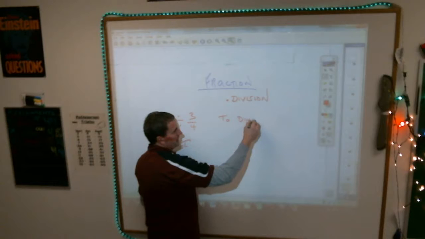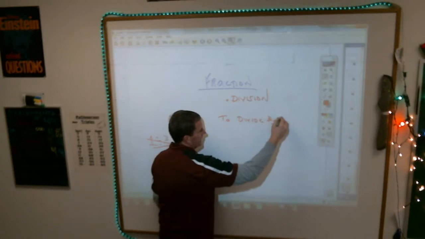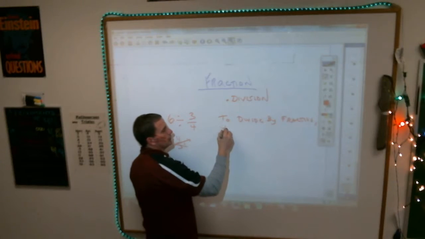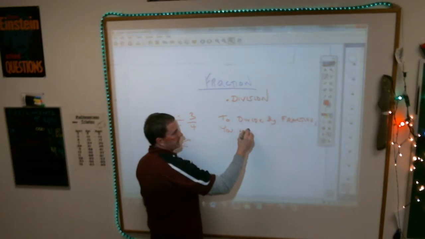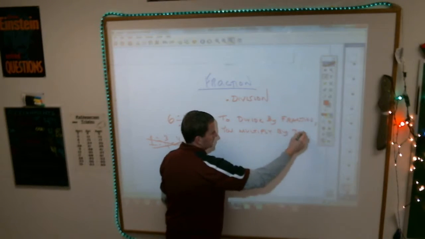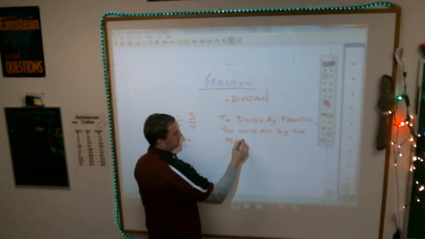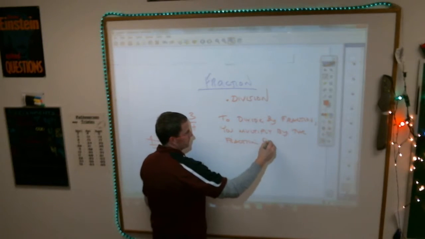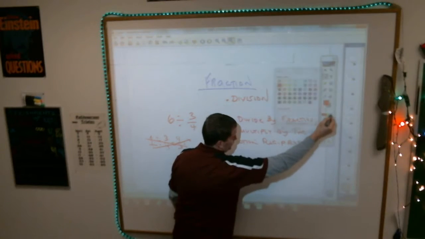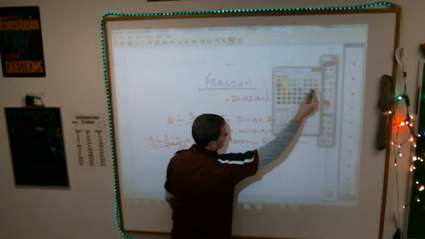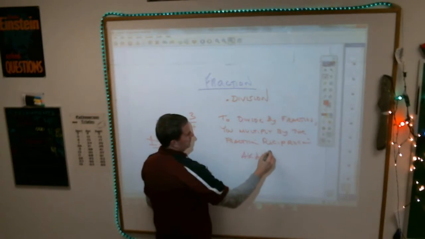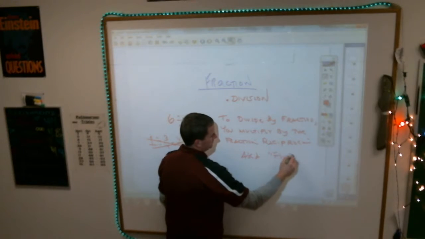To divide by a fraction, you multiply by the fraction's reciprocal. I also simply put this in 6th grade terms as AKA, "flip and multiply."